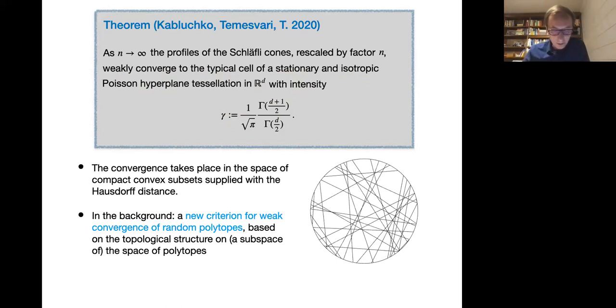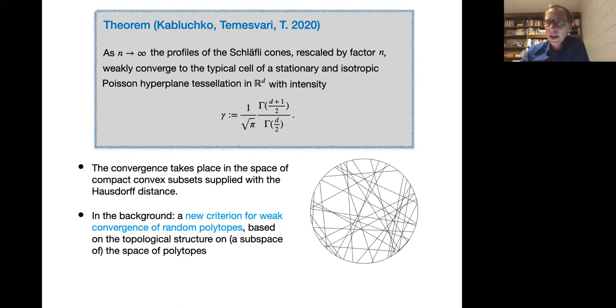The convergence that we have here is convergence in distribution, and it takes place in the space of compact convex subsets of R^d supplied with the Hausdorff distance. And what is technically in the background of our theorem is a new characterization and a new criterion for weak convergence of random polytopes and cones, which is based on the topological structure on the space of polytopes.